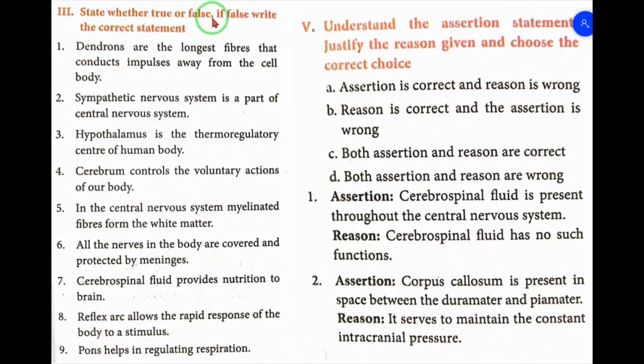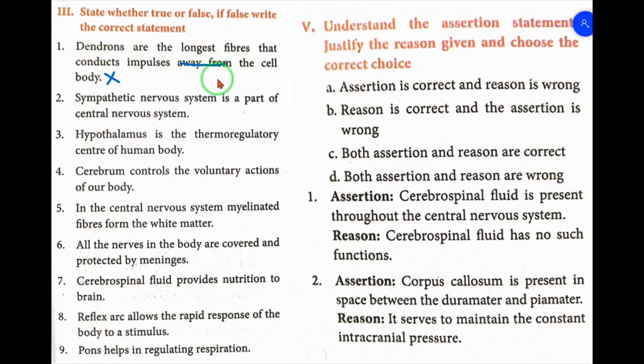State whether true or false. If false, write the correct statement. Number 1. Dendrons are the longest fibers that conduct impulses away from the cell body. This is false. The correct statement is dendrons are the longest fibers that conduct impulses towards the cell body. Strike out the word away from, and write towards the cell body.